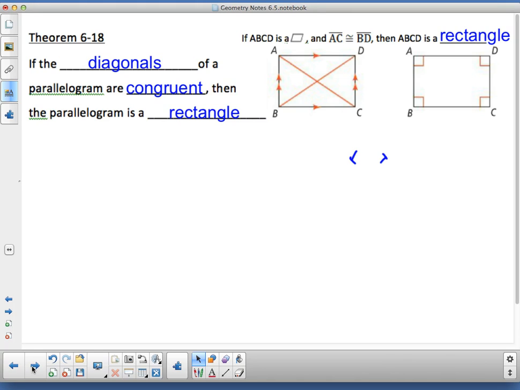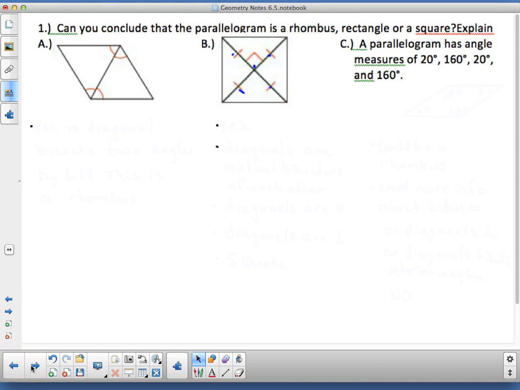Now, after you reread, look at problems 1A and 1B. Can you conclude that the parallelogram is a rhombus, rectangle, or a square? If so, explain. So I've got a diagonal in a parallelogram, one diagonal, splitting the two angles it's coming to into two equal parts. What do I know about this shape? Is it a square, a rhombus, or a rectangle?